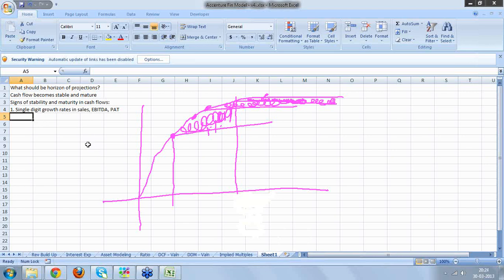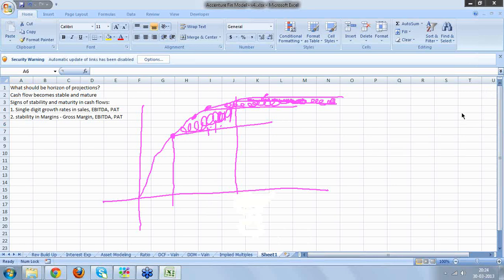The second sign is stability in margins. You will see that margins stabilize. So when I'm talking about margins, we are talking about gross margin, if that's what you are tracking, or even EBITDA margin, or even the PAT margin. This is primarily to ensure that company has got all the benefits of any increase in fixed cost. You have built in your financials any impact of increase in fixed cost to ensure that all the benefits of fixed costs have been recognized.